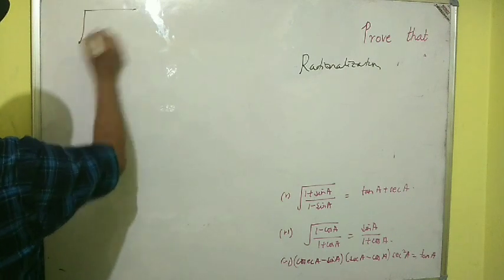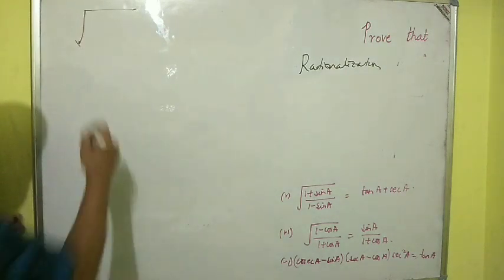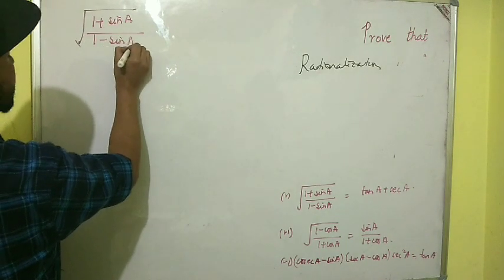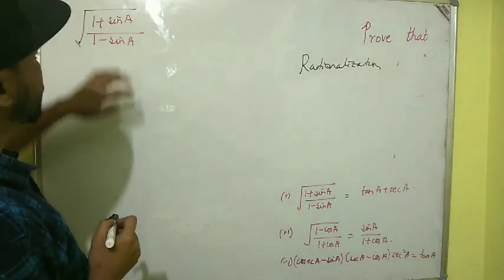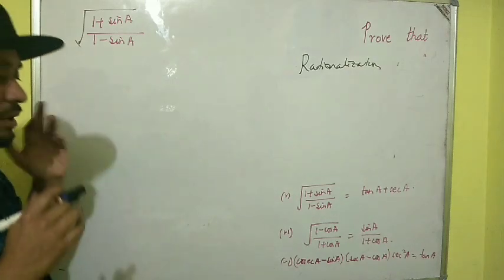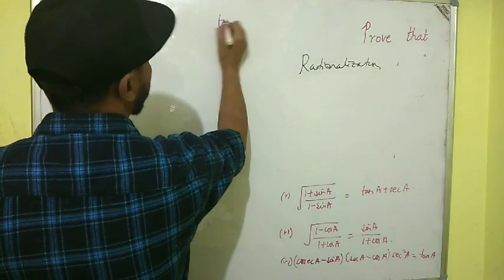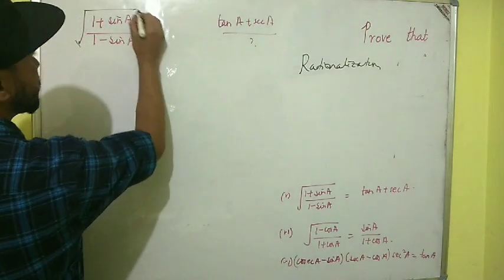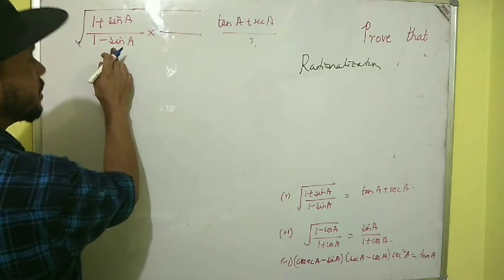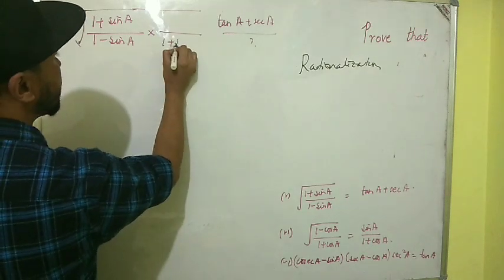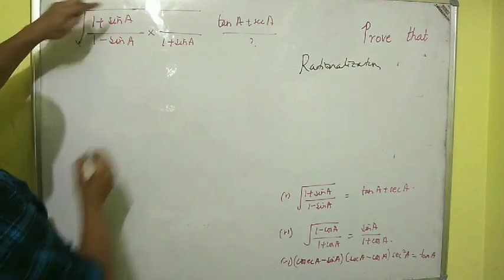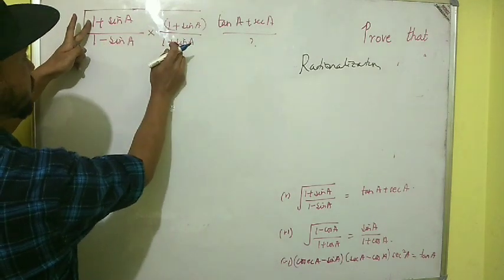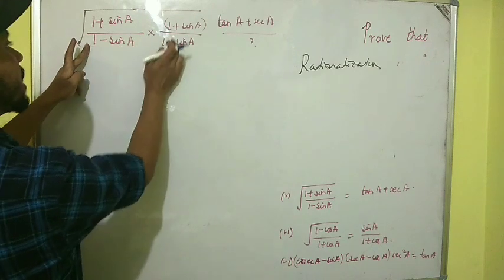So it says root under 1 plus sine A divided by 1 minus sine A. Now see, when you are rationalizing, you can rationalize the numerator also, the denominator also. It depends upon what is given in the question and what you are finding. If you look at this one, we don't have the denominator, so what we need to do here is rationalize the denominator, because we are eliminating the denominator. Similarly, if the numerator is not there, then you can rationalize the numerator. But keep this in mind: if you are rationalizing this one, then the sign has to be minus, and if you are rationalizing this, then the sign has to be plus.